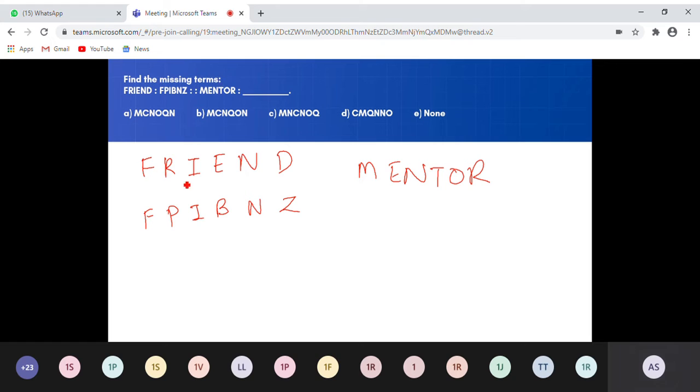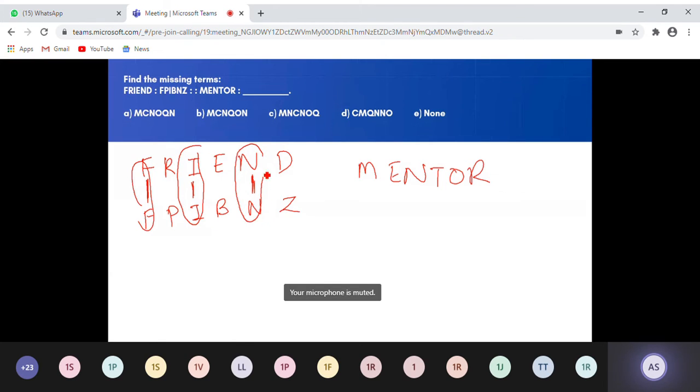Okay, let's look at the pattern. F, it's same as F, I and I, N and N. So the alternating letters are same. So I can straight away write down M, N, and O. So do we see a pattern here? M, N, O. Okay, this is not the answer. M, N, O, this can be the answer. M, this is not the answer. And since we have none, we have to go ahead and solve it.